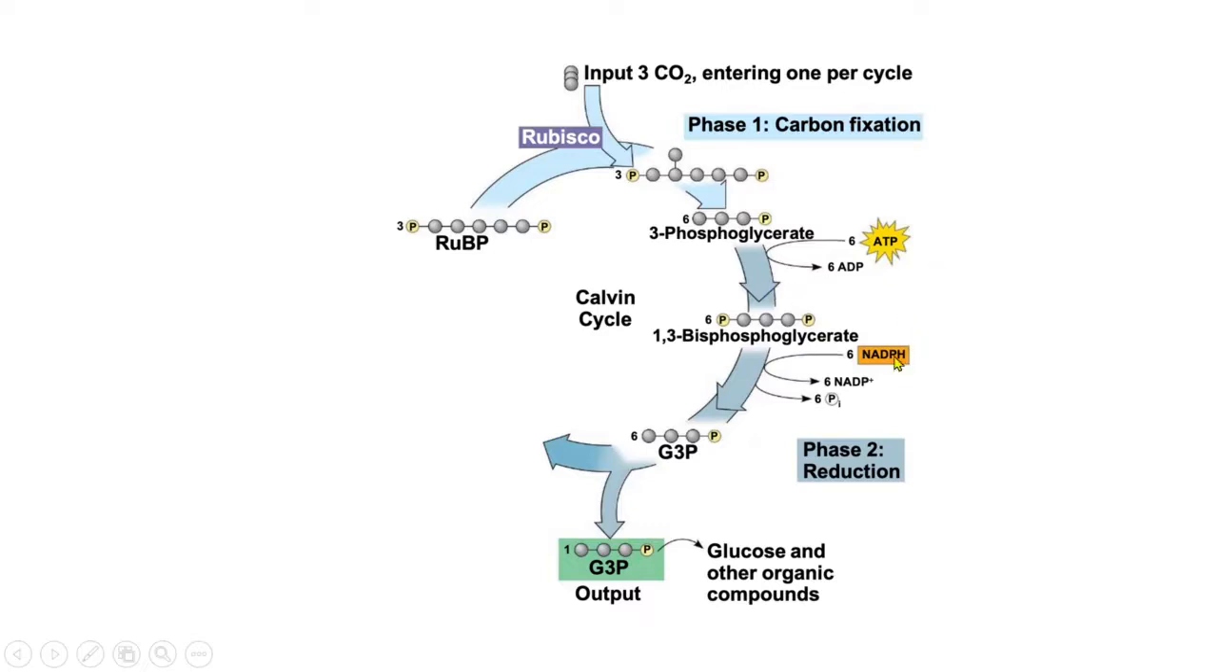Now, with the addition of NADPH, the phosphate on the first carbon will now be removed. That's why an inorganic phosphate will be produced here. And then the H will attach itself to carbon number 1, producing an aldehyde. That's why the name will be changing. It now becomes glyceraldehyde 3-phosphate.